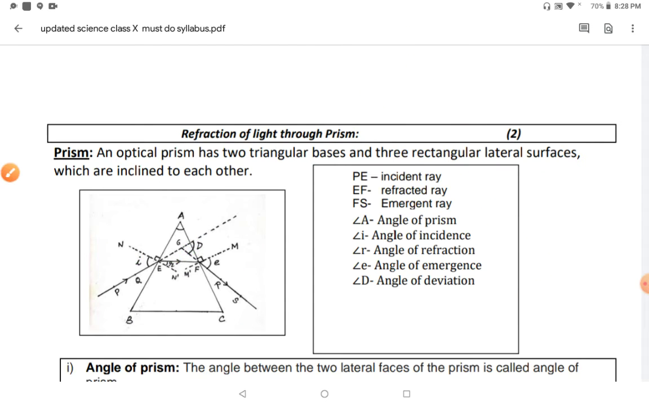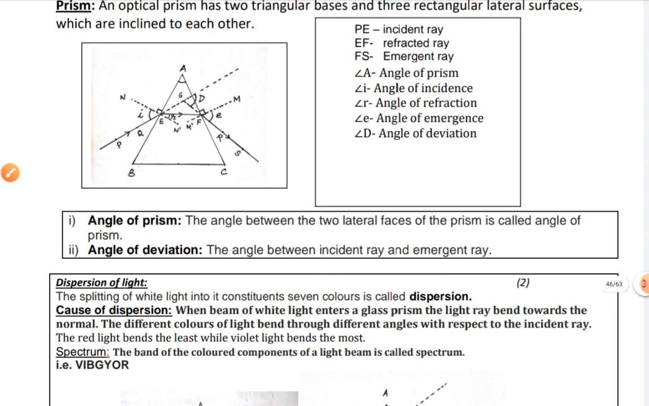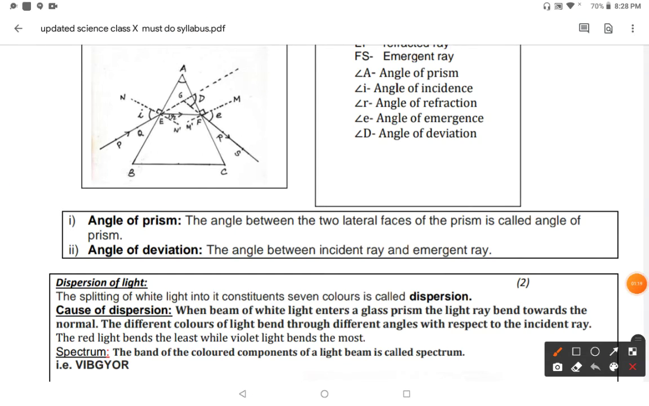So let's do it in detail. The angle of prism is the angle between the two lateral faces of the prism. This angle is called the angle of prism. And what is the angle of deviation? Instead of going straight, the incident ray bends and moves this side towards the base of the prism, because there is some deviation due to refraction of light. The angle between the incident ray and the emergent ray is called the angle of deviation.